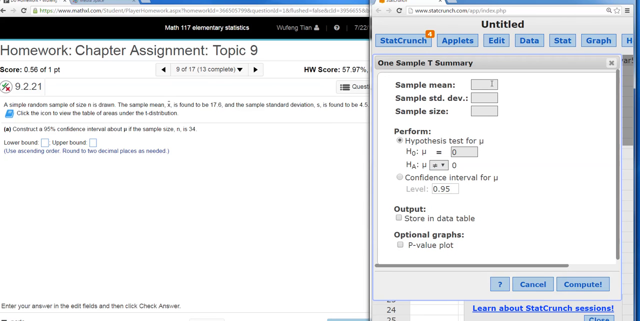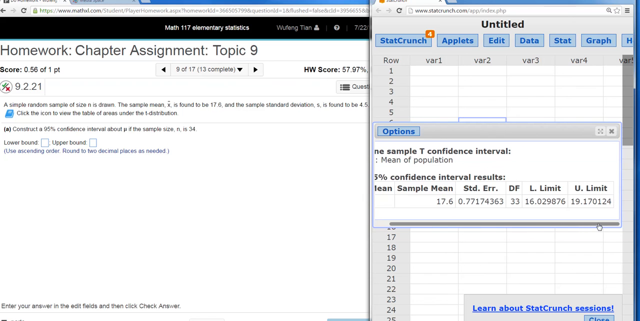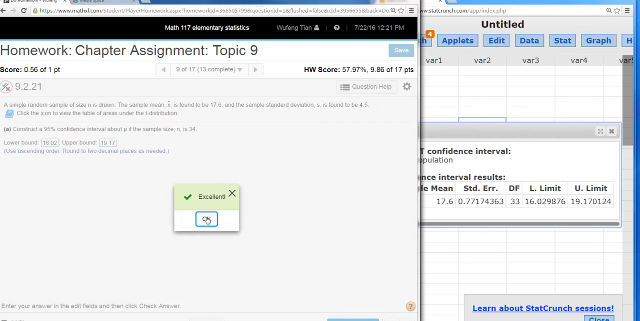Okay. The sample mean is what? 17.6. Standard deviation is 4.5. Sample size is given to you as 34. And 95% confidence interval, compute. You get the lower limit and upper limit: 16.02 and 19.17, two decimals. That's right.